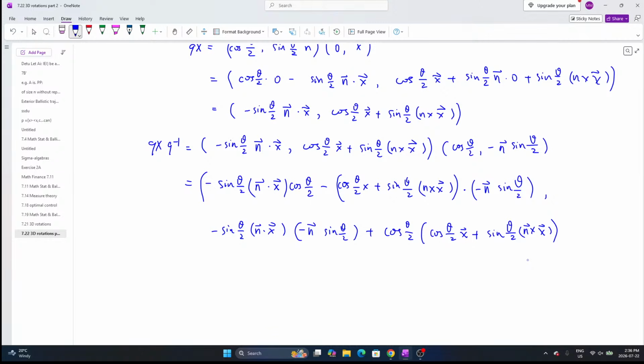And lastly, you've got the cross product term. So you need the cosine half theta x plus sine of theta over 2 n cross x, this thing to cross negative n sine half theta. All right, so that's it.